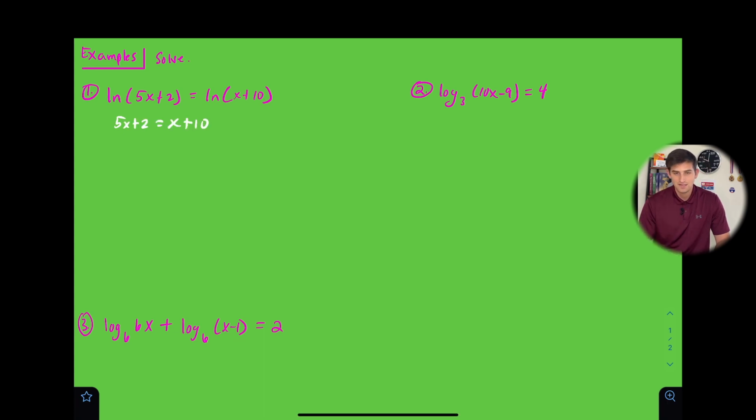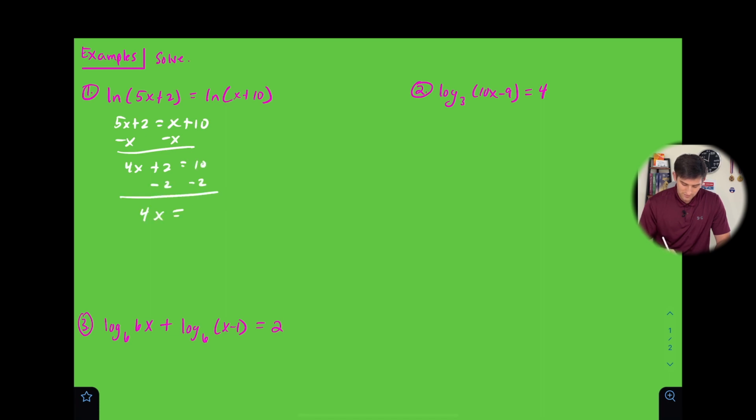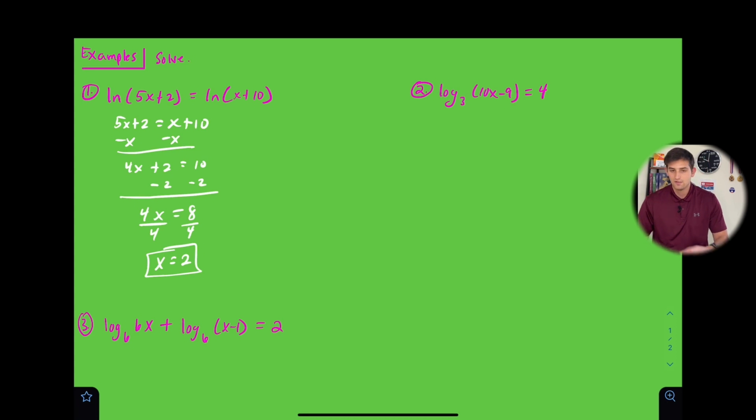Now this is a very easy Algebra 1 example of solving an equation with variables on both sides. So I'm going to subtract that x from both sides. I'm going to subtract this 2 from both sides. We have 4x equals 8. Divide both sides by 4, and we get x is equal to 2. Okay, so number 1, easiest type of example that we could get, and we're good there.